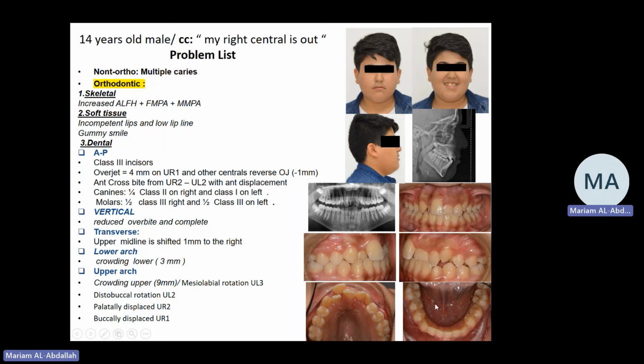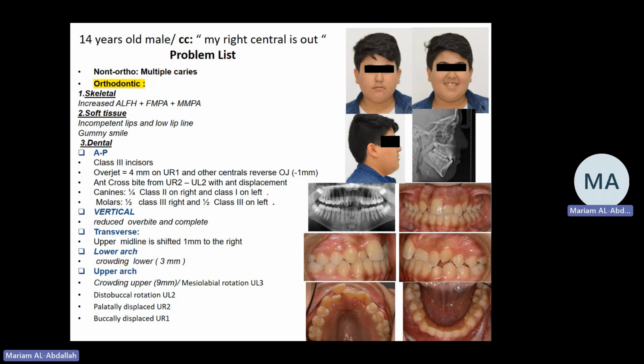Right, so what is the non-orthodontic problem? Multiple caries, okay? Multiple, nothing else. Acceptable oral hygiene, we're good. No gingival problems or periodontal problems. So basically, it's only the multiple caries. Now we move to the orthodontic problems.